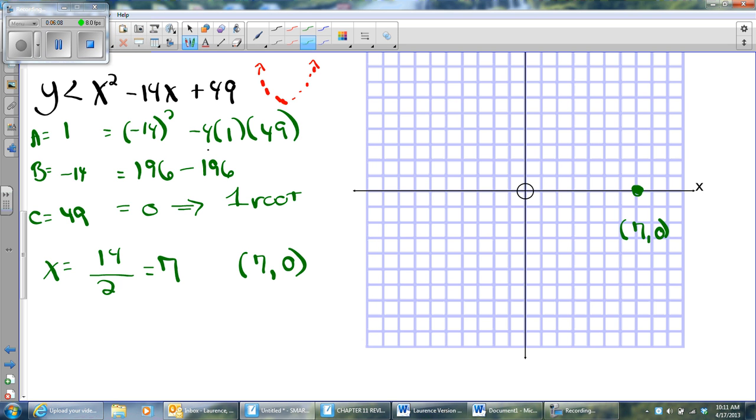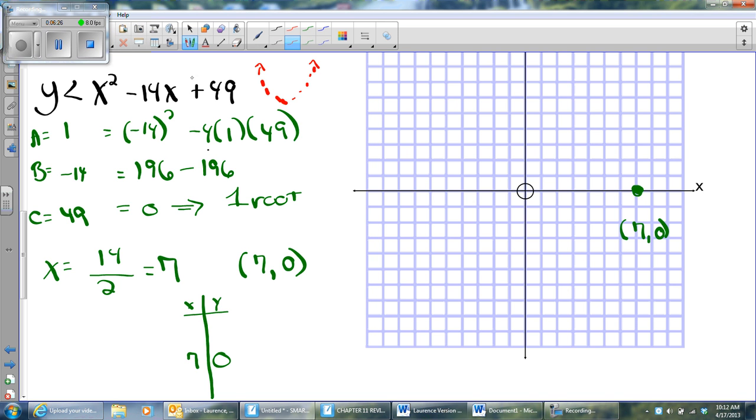Now, to go and use the quadratic formula would be foolish because all it's going to tell me is 7 if I do it. I already know 7. So I'm going to go ahead and use a t-table. And I know that 7, 0 is in my t-table. I need to pick two other x's.